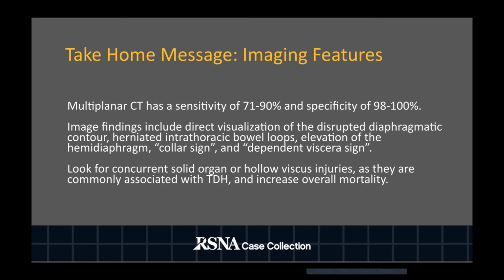Multiplanar CT for TDH has a relatively high sensitivity and specificity in the range of 71 to 90% and 98 to 100% respectively. Disruption of the diaphragmatic contour, herniated intrathoracic bowel loops, collar sign, and dependent viscera sign make up some of the many imaging findings. In these cases, it's important to look for concurrent solid organ or hollow viscus injuries.